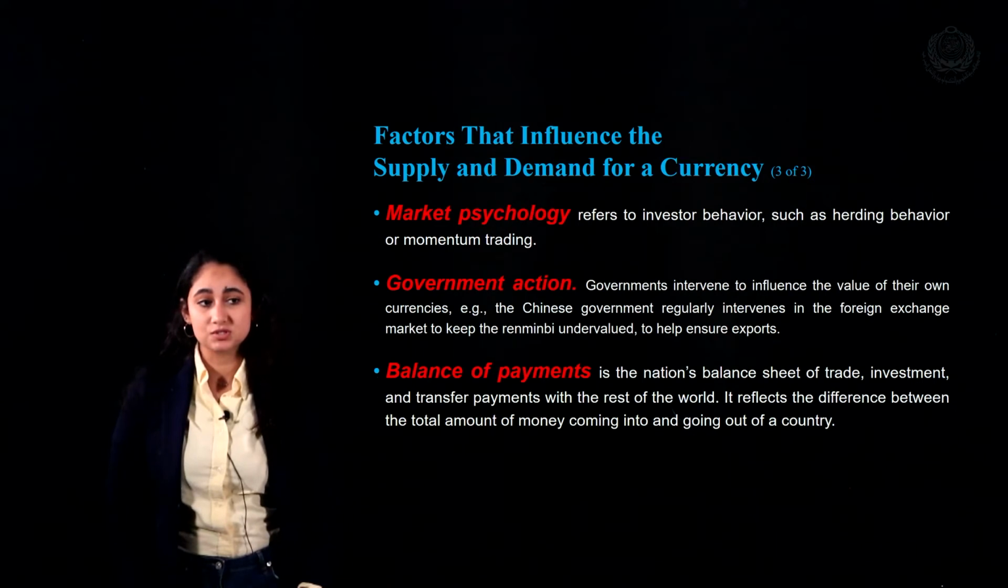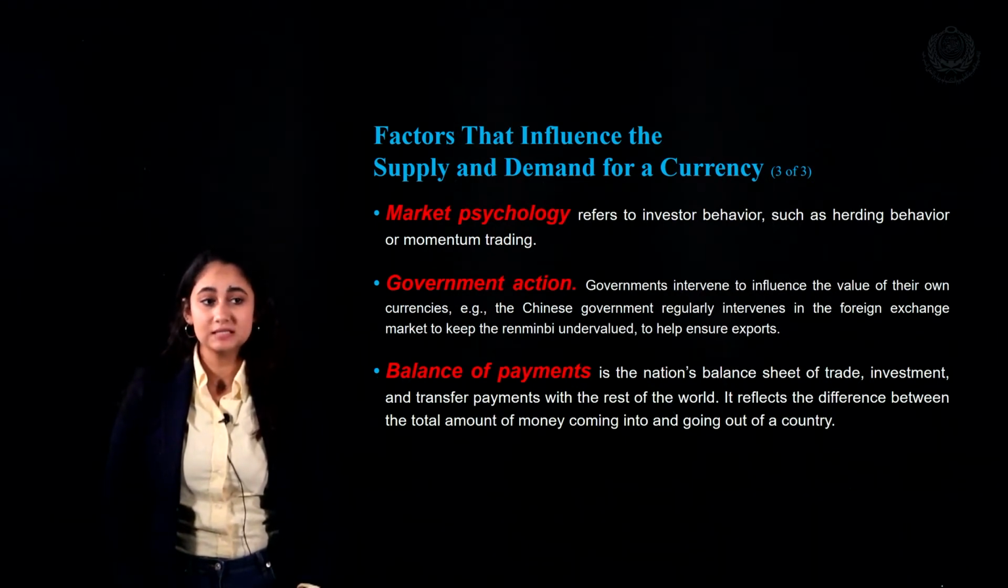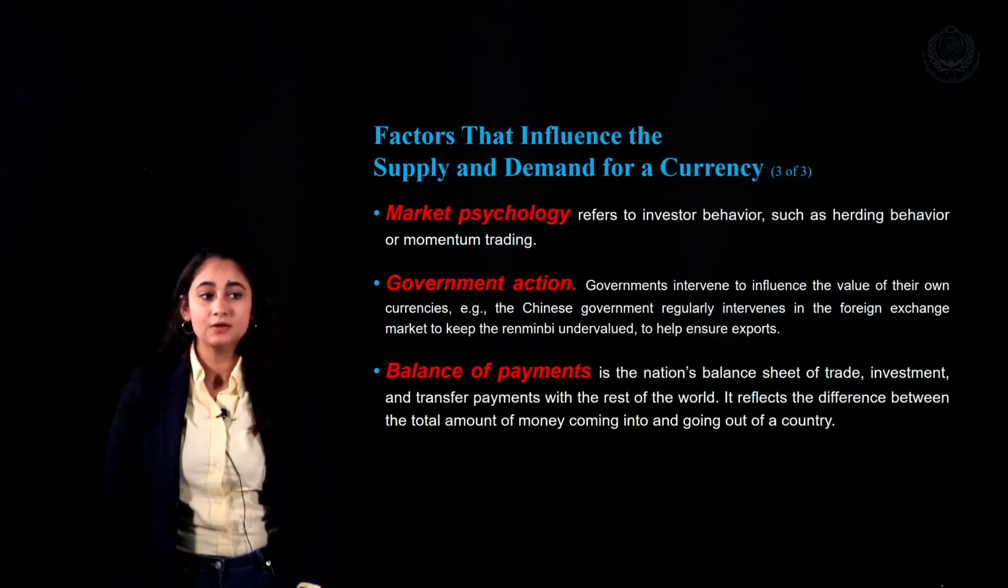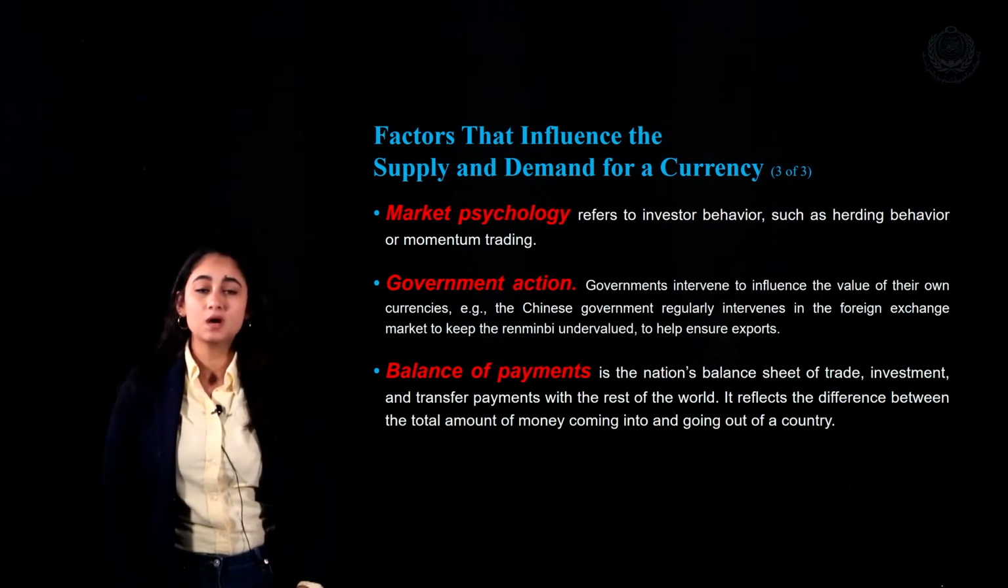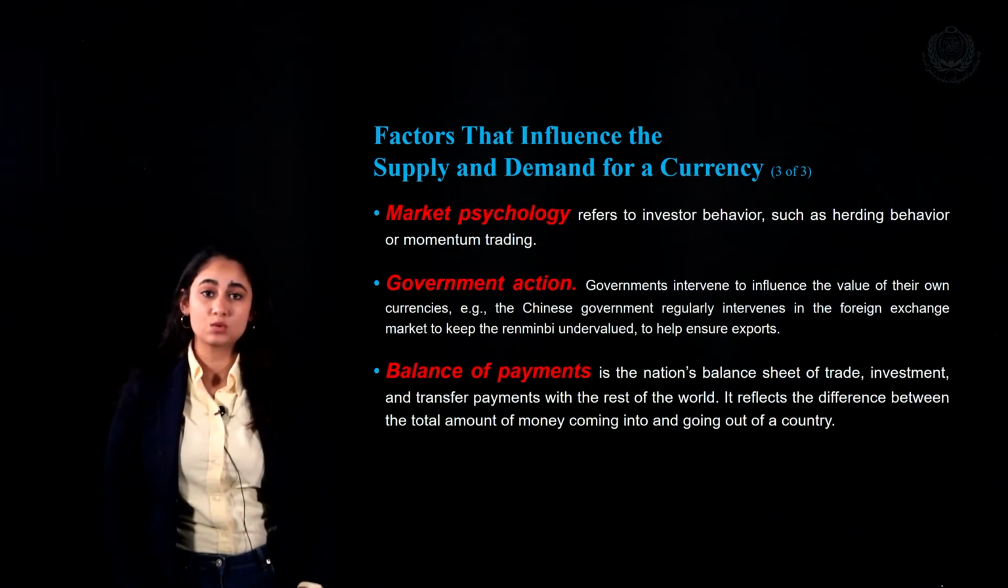Also, government actions. The government could interfere to influence the value of its own currency, such as the Chinese government, which regularly interferes in the foreign exchange market to keep the renminbi, its local currency, weak to help ensure exports. Some governments could also enforce that certain trade transactions are done in their currencies, as a way of protecting their currency and enhancing its position in the market.